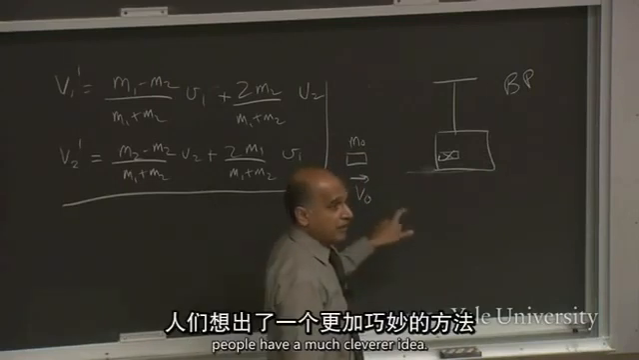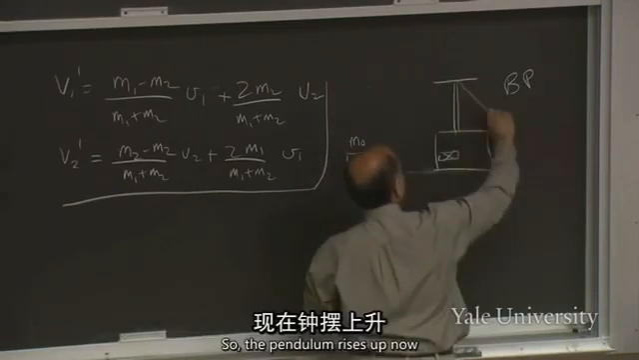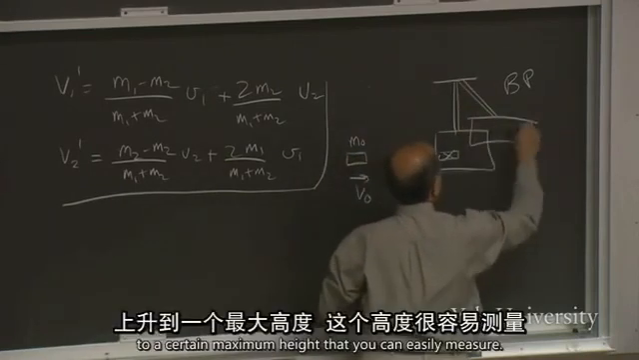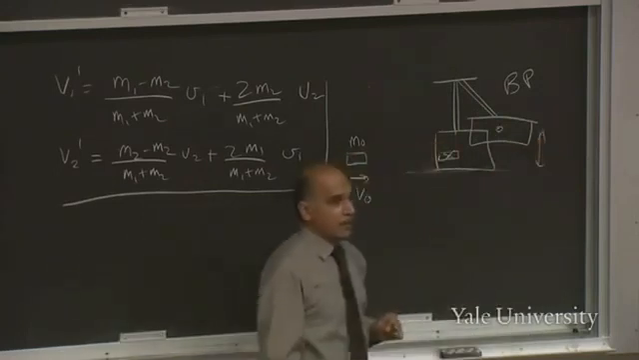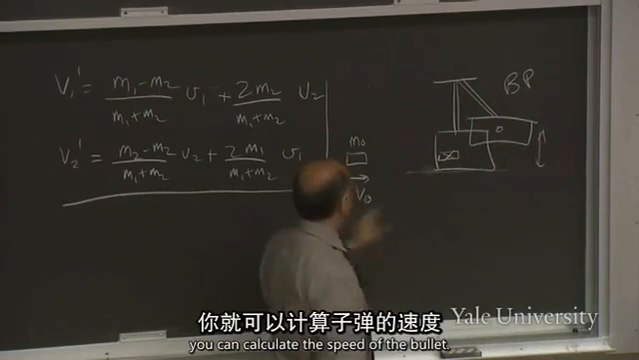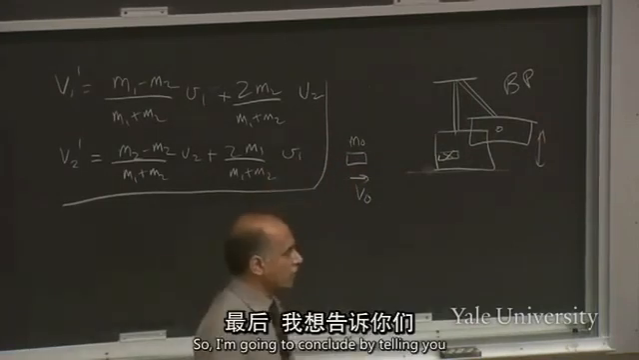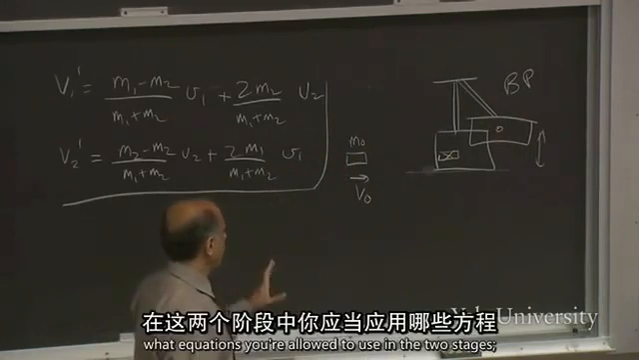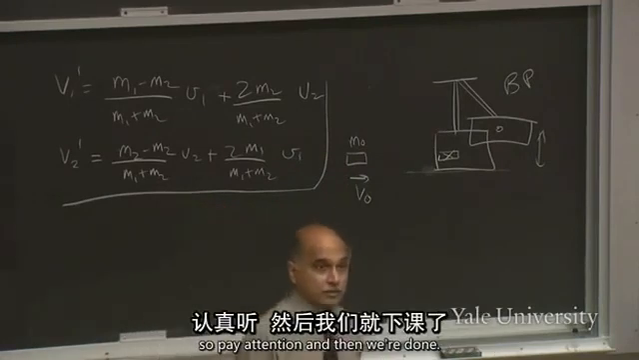People have a much cleverer idea. You ram into this thing. This is like a pendulum, so the pendulum rises up to a certain maximum height. That you can easily measure. And from that maximum height, you can calculate the speed of the bullet. So I'm going to conclude by telling you what equations you're allowed to use in the two stages. So pay attention, and then we're done.